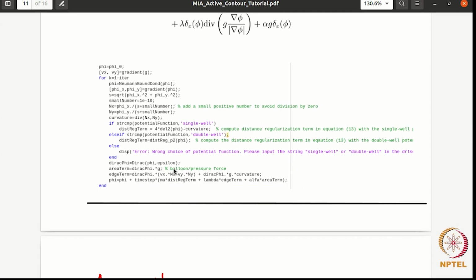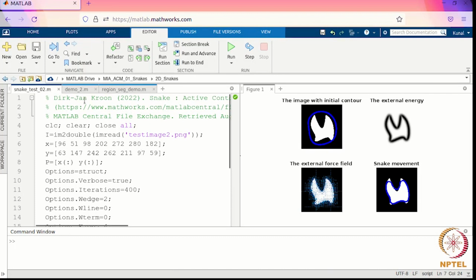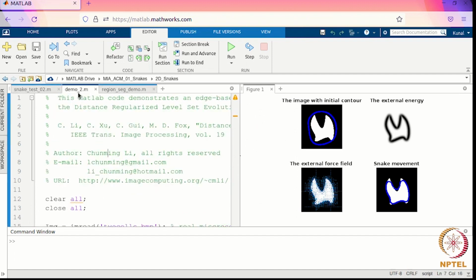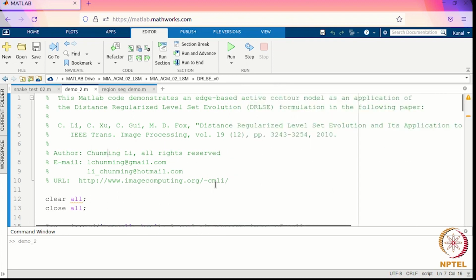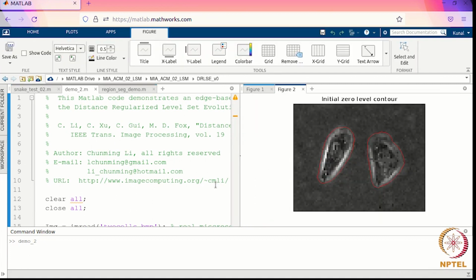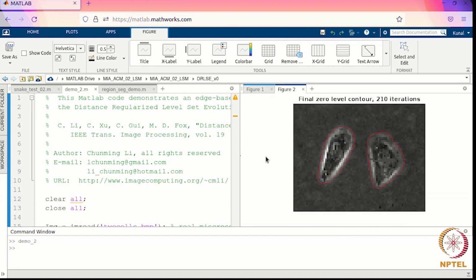Now we show you a sample implementation of this code. So let me show you. This is very slow. So you see, oh, it will take some time.